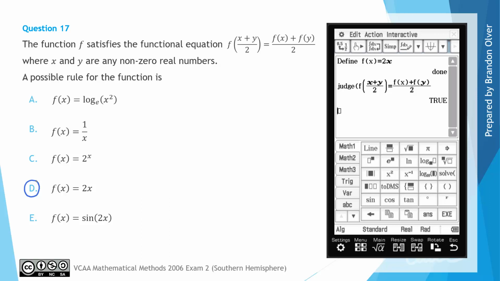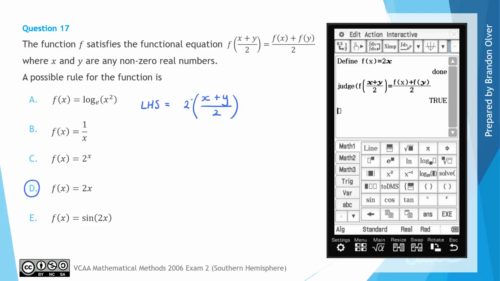Now just before we wrap up, I will show that 2x satisfies that functional equation, but I won't be going through all of the other options. So now that we know that 2x works, replacing the left-hand side, instead of having f, we're going to put in the function 2x. So this is going to be 2 times, and then wherever there's an x, we replace it with (x plus y) over 2.